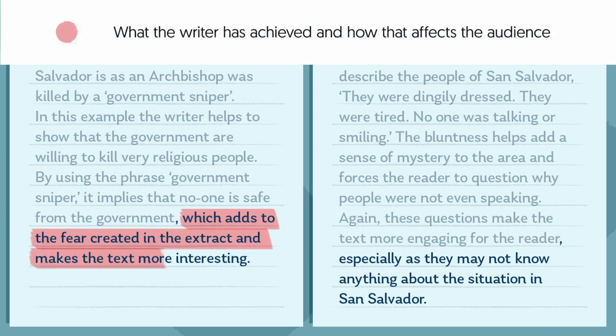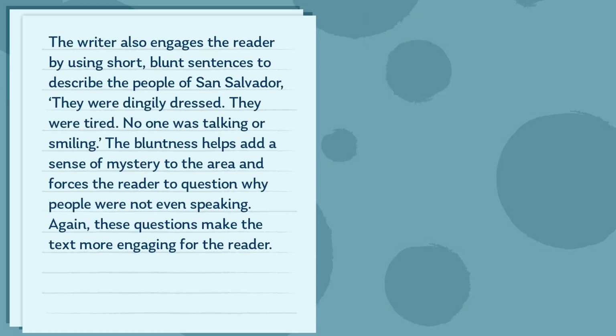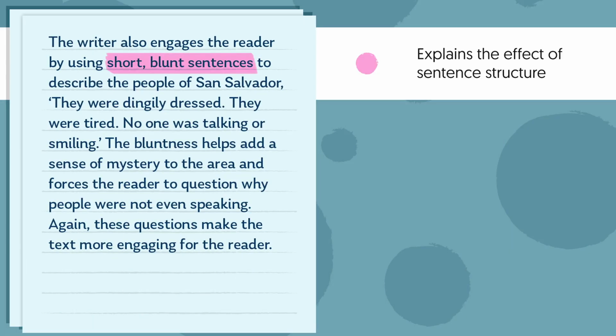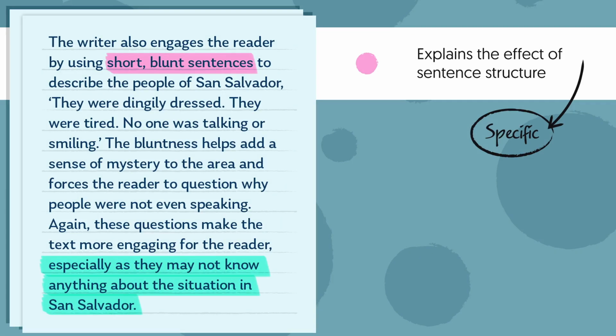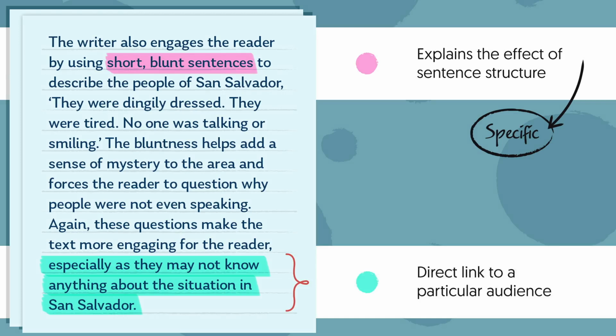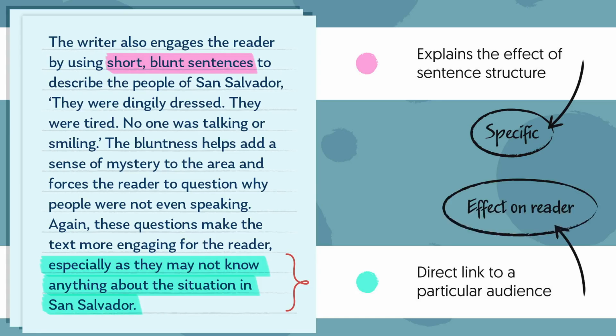By adding these lines in, the student would have made a clear connection between what the writer has achieved and how that affects the audience. In the second paragraph, the student clearly explains the effect of sentence structure and is beginning to be more specific about why the text is interesting. If the student had added the words highlighted at the end, they would have made a direct link to a particular type of audience, people who don't know anything about the situation Gellhorn is describing. This would have helped to make the answer more focused on the effect on the reader and boosted the marks.